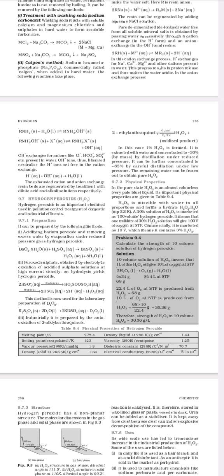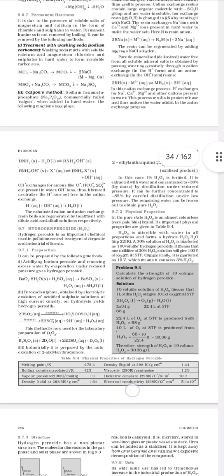Peroxodisulfate obtained by electrolytic oxidation of acidified sulfate solutions at high current density, on hydrolysis, yields hydrogen peroxide. This is the reaction involved in the process. This method is now used for laboratory preparation of D2O2. Third, industrially it is prepared by auto-oxidation of 2-alkylanthraquinols. This is the reaction involved.